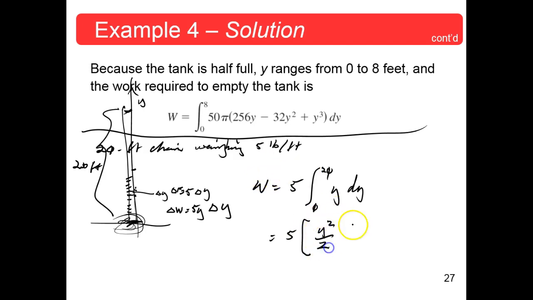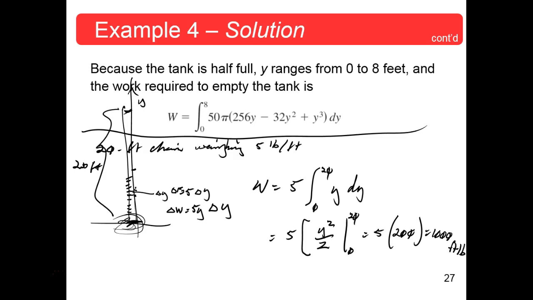Y squared over 2 evaluated from 0 to 20, which would be 5 times. Now, 20 is not too bad. 20 squared is 400 divided by 2 would be 200. I'll do the 0 part. Done. And that would be 1,000 foot-pounds. Make sure my units are right. Yeah, 1,000 foot-pounds of work is what it would take to lift that chain 20 feet into the air.